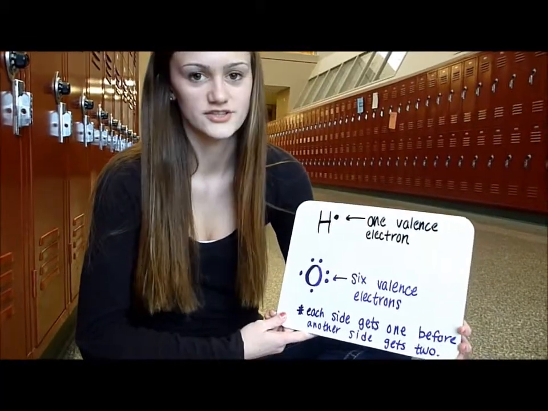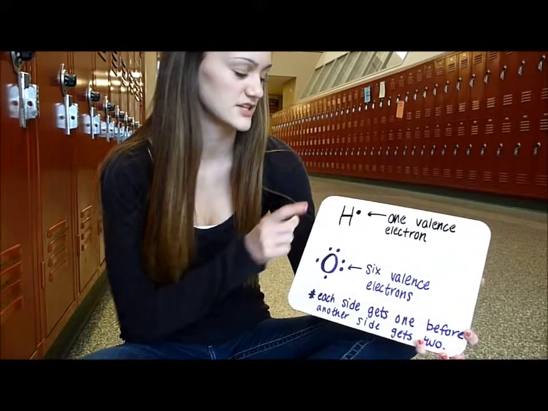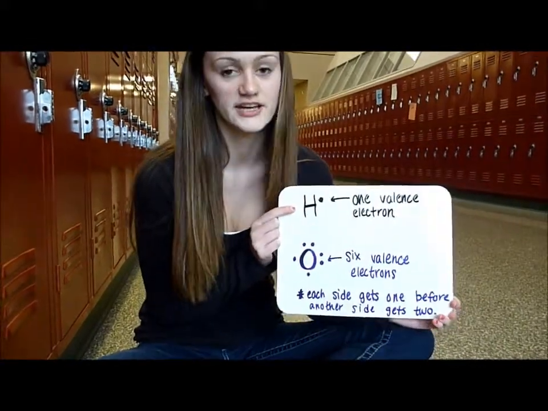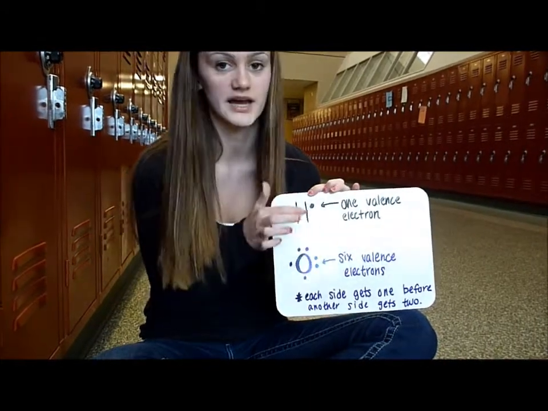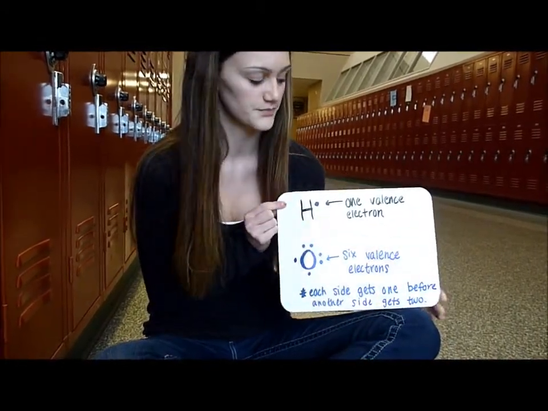To draw Lewis dot structures, first you start with the element symbol, such as hydrogen, H. Hydrogen has 1 valence electron, so it has 1 dot. The dot can be placed anywhere around hydrogen, as long as there's only 1 dot.